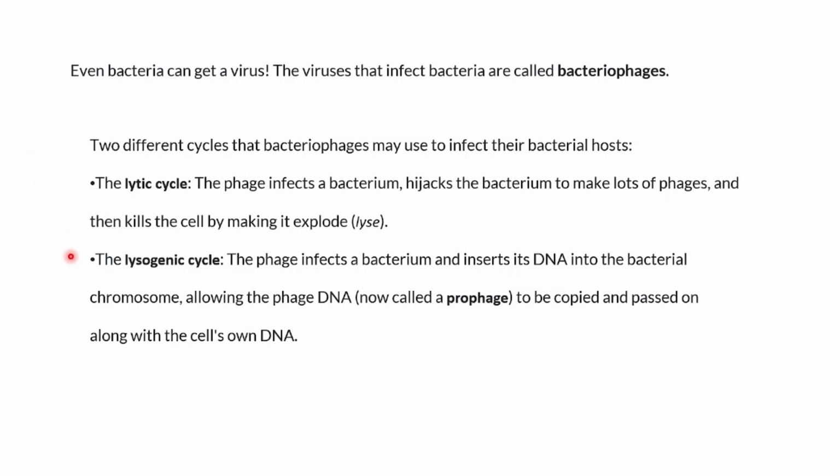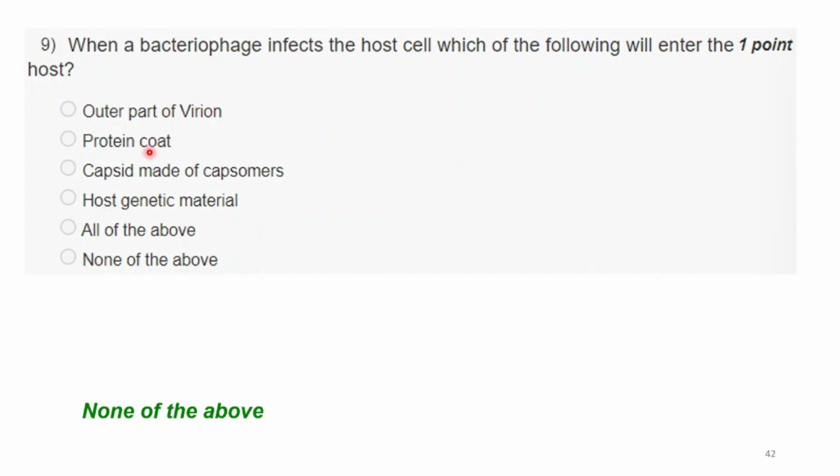In the lysogenic cycle, the phage will infect the bacteria. It will insert its DNA into the bacterial chromosome. After the phage DNA is incorporated into the host cell, it is called a prophage, and it will be copied and passed on along with the cell's own DNA. So there was no option of the phage DNA. Basically, there's host genetic material, but that's not what happens. Had there been phage genetic material as an option, that would have been the correct option. None of these things are entering the host.